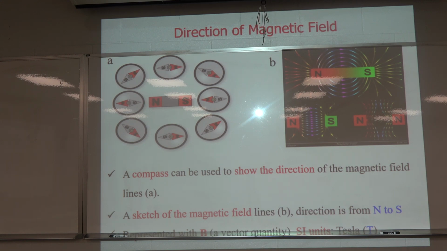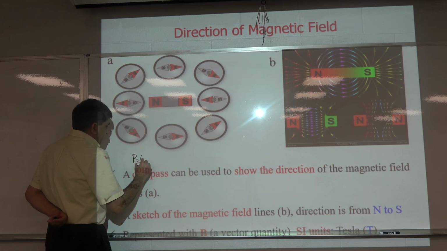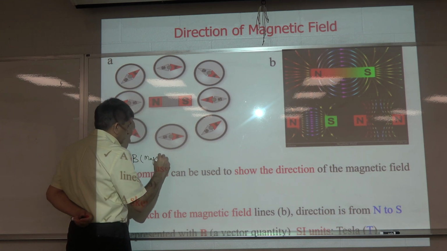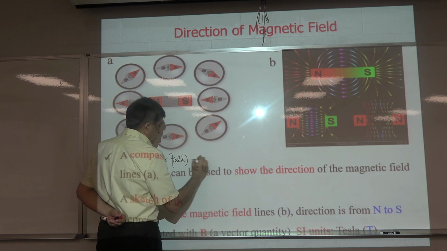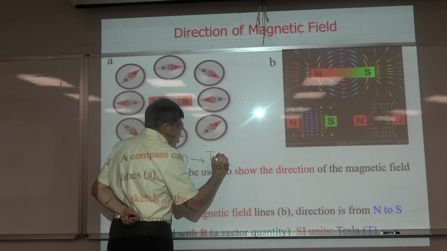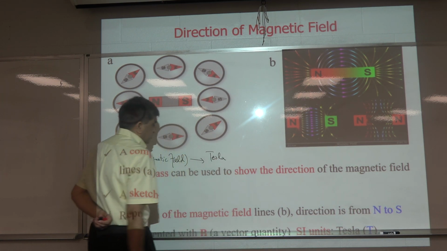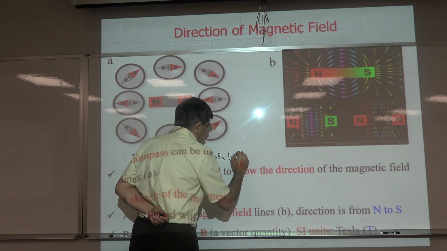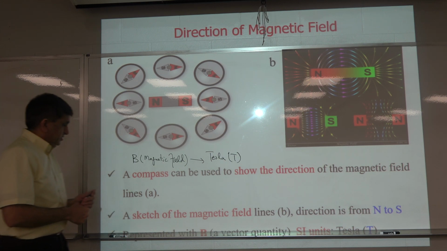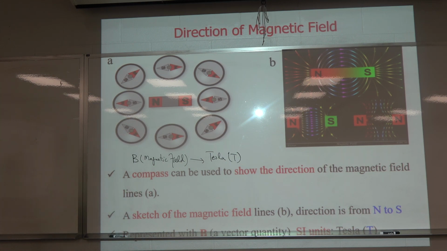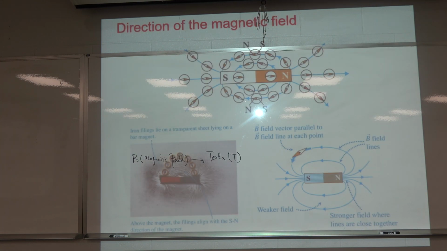Now the magnetic field, as I said, is represented with the letter B. That is the magnetic field, and its unit is the Tesla. Nowadays it's much easier to remember Tesla because you see the Tesla cars. So this is the standard unit for the magnetic field, the Tesla. However, this is a bigger unit. We'll talk about smaller units when we get further along.